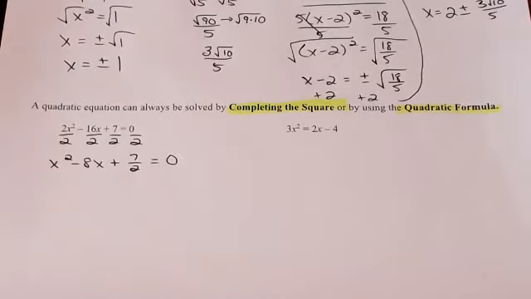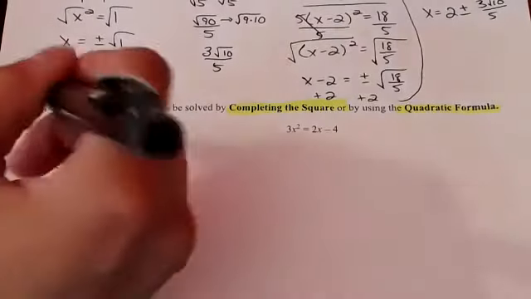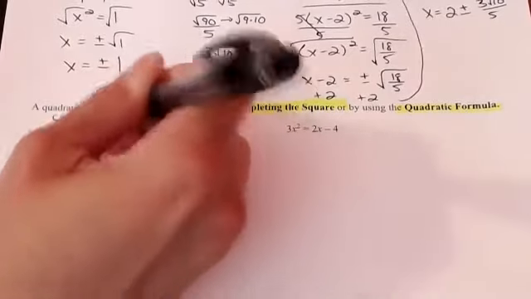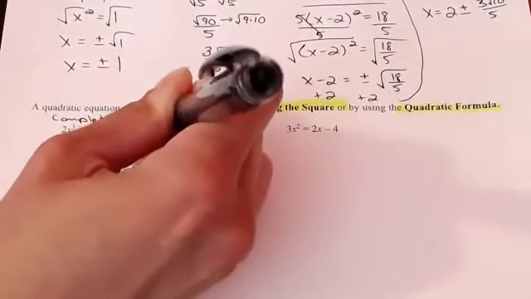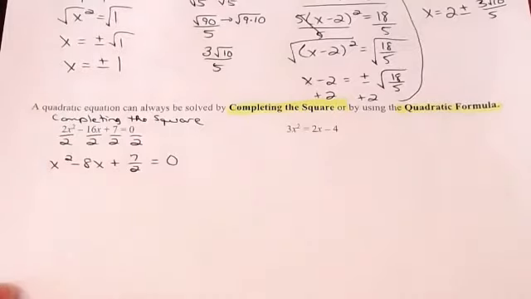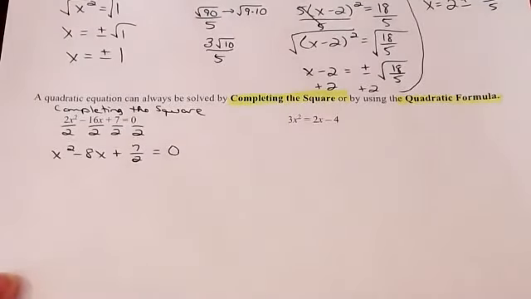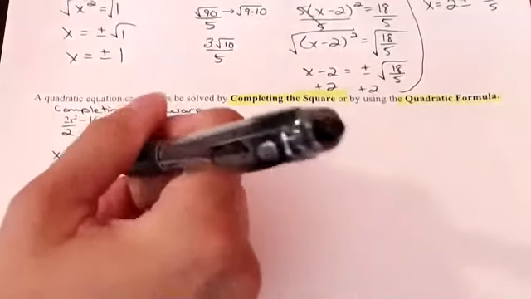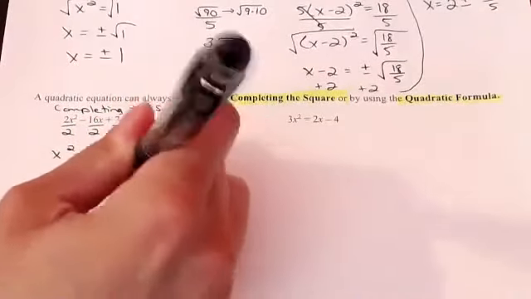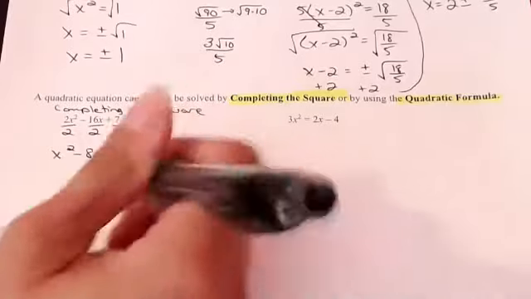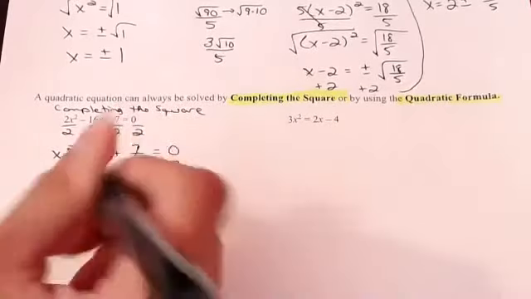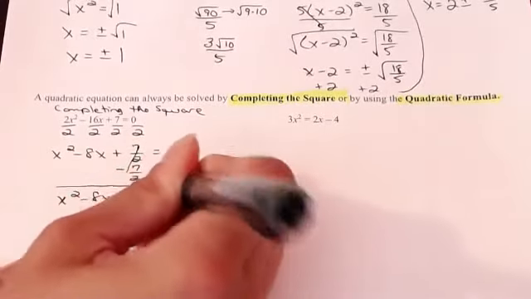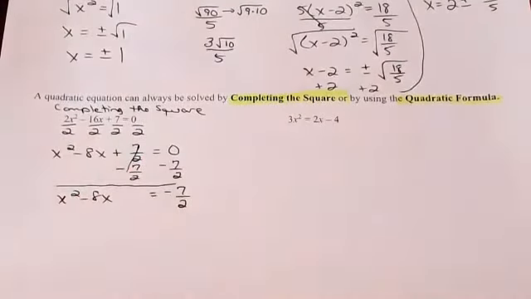I'm going to start by bringing 7/2 over, and actually let me write above it, completing the square. So I'll bring the 7/2 over here. So I have x squared minus 8x, leave a little gap, and that's equal to negative 7/2.